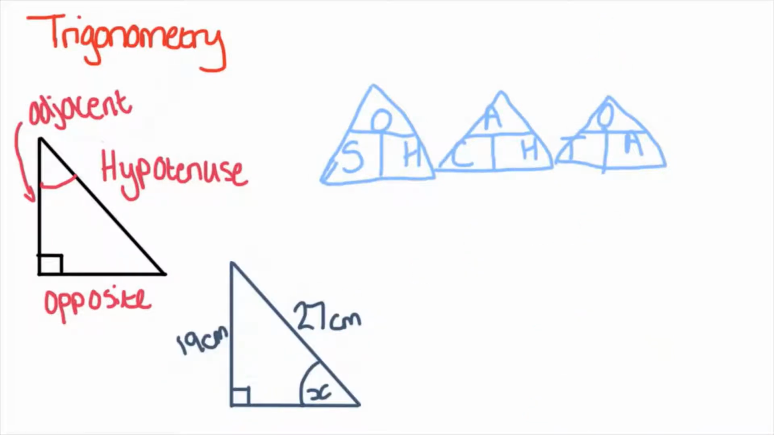Alright, let's see how we can find an angle on a right angle triangle. So let's first label this triangle. This is the hypotenuse, this side here is the opposite, and this is the adjacent. So the two sides we're interested in are the hypotenuse and the opposite, so we're going to be using this one. So this time we want to find out this angle here, x. So we set S equal to O over H.